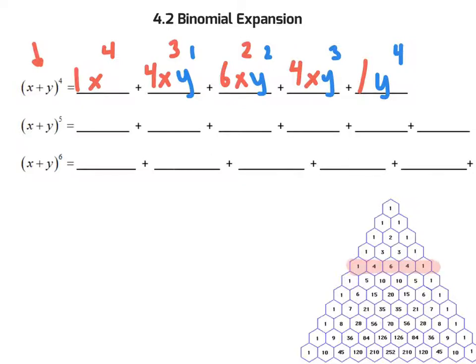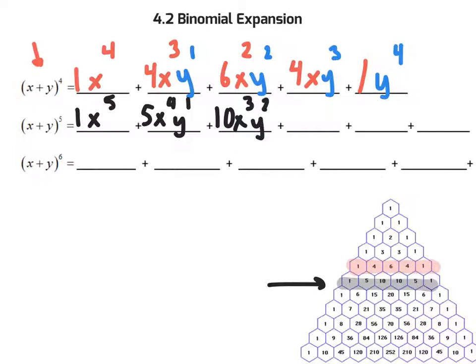Now watch. I'm going to do the whole thing from scratch here, to the fifth power. I'm going to write small here, but I'd go 1, x to the fifth. Now my next number is a 5. It would go x to the fourth, y to the 1. Next, my number is a 10. x to the 3, y to the 2. My next number is again a 10. 10, x squared, y to the third. My next number is a 5, x, y to the fourth. And then finally, it is 1, y to the fifth.